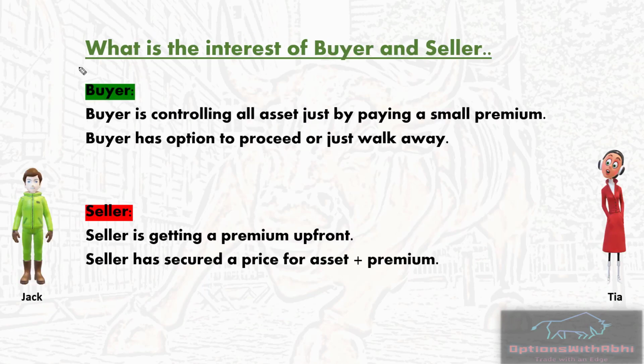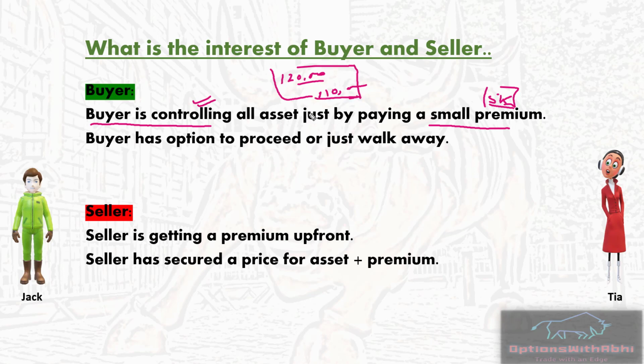So what is the interest of buyer and seller in this deal, right? Buyer, if you see, Jack in this case is controlling the whole asset just by paying a small premium, which is 5,000 in our case, right? And what I mean by controlling, in this case, if price goes higher after 3 months, Jack will come back. Let's say price goes to 120, right? Or price goes to 110, right? So in that case, Jack can come back and exercise his option.